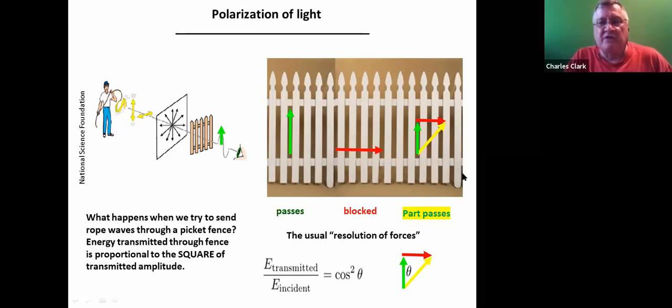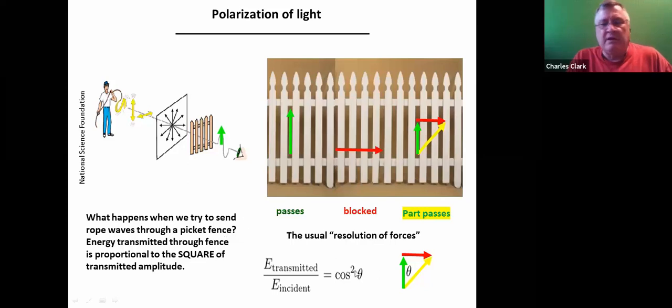So here is sort of the standard physics answer, the so-called resolution of forces. The vertical motion passes. The horizontal motion is blocked. Well, this 45 degree motion, or maybe it's closer to 30, I don't know, is basically a superposition of vertical and horizontal motion. That is, when this thing is going up along its trajectory, it's moving simultaneously vertically and horizontally. Do you see? So the vertical part is unaffected and the horizontal part is suppressed.